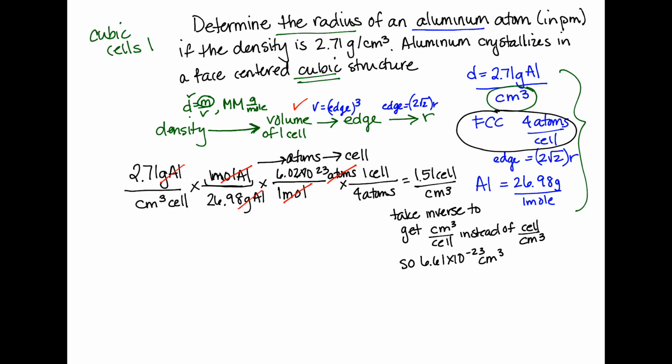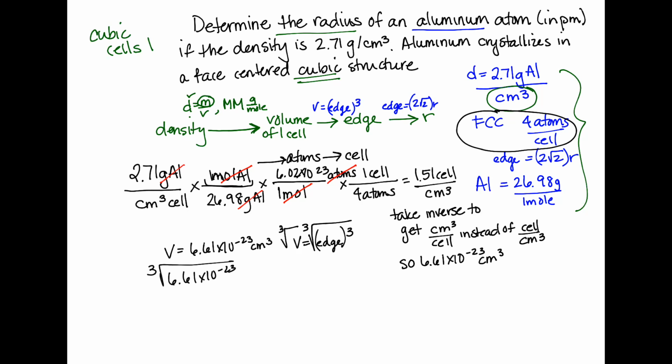All right, so we have gotten ourselves to this volume of a cell spot. The rest of this is relatively straightforward. We're going to use the volume to find the edge, and then we're going to use the edge to find the radius. We know that the volume is 6.61 times 10 to the negative 23rd cubic centimeters, and we know that the volume is the edge cubed. So what we need to do is take the cube root of each side. When we take the cube root of this one, we will get the length of one edge.